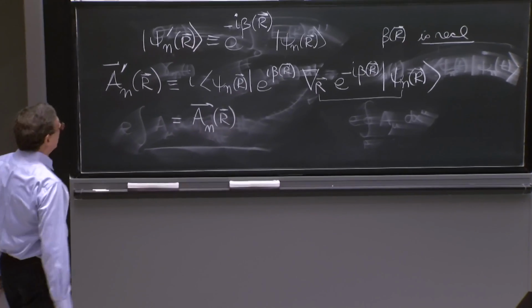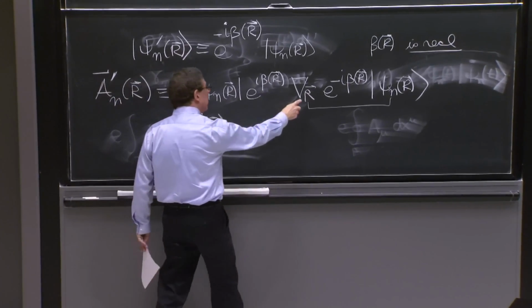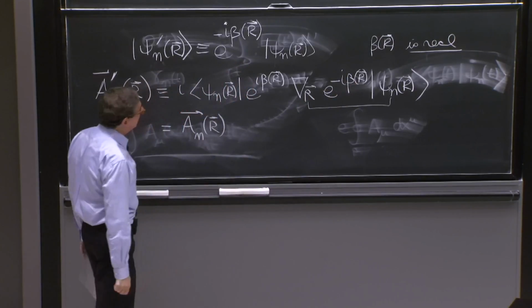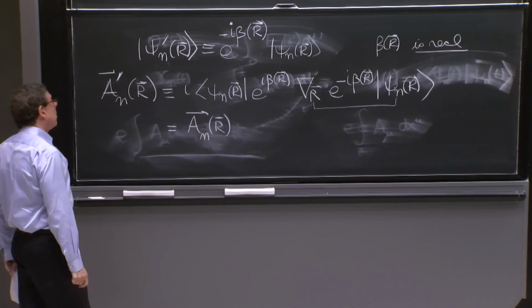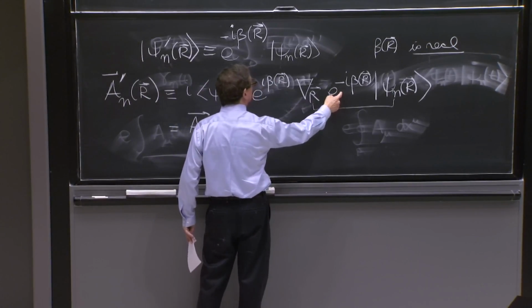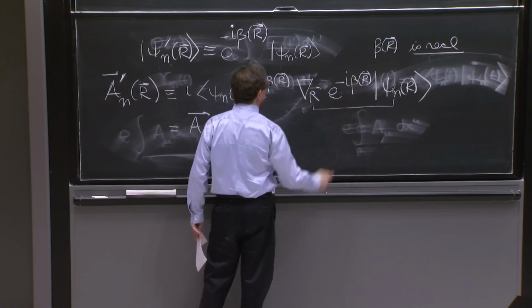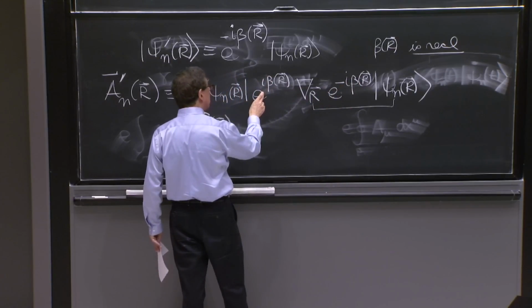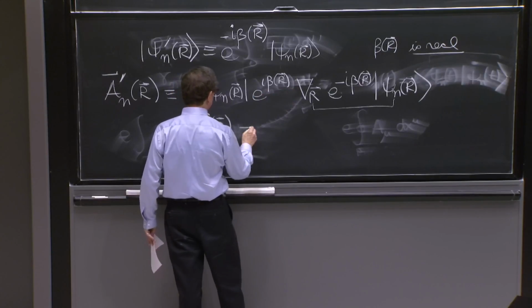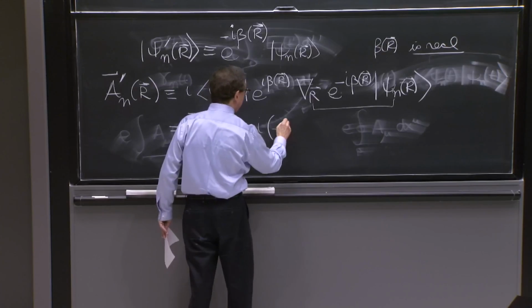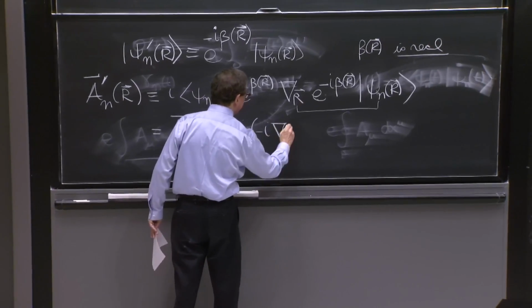So this is the first one. And then you have the term where this gradient acts on this exponential. When the gradient acts on the exponential, it gives the same exponential times the gradient of the exponent. The exponentials then cancel. The gradient of the exponent would give me plus i times minus i gradient of beta.